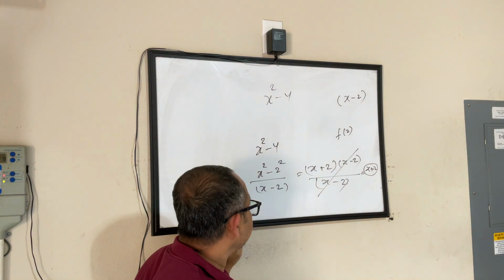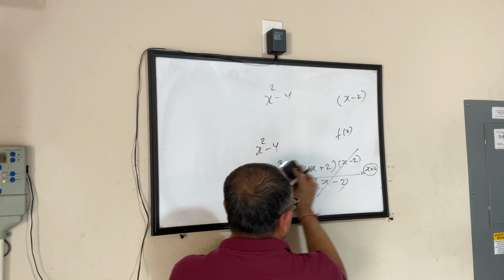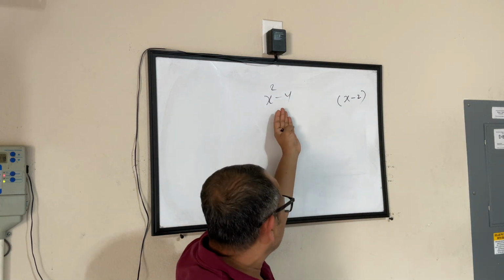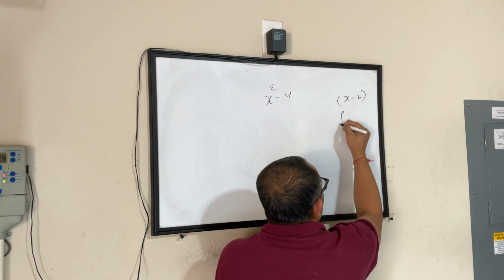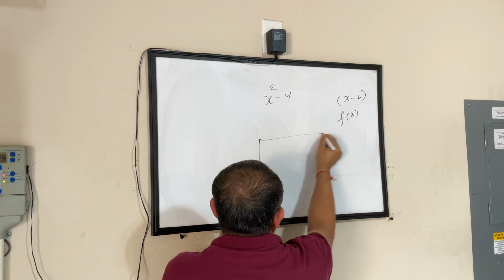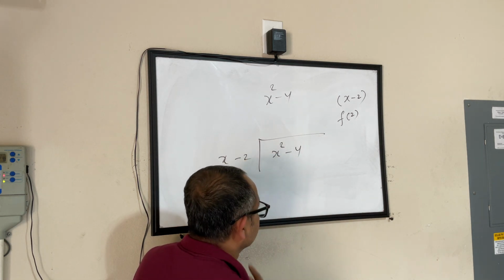This is my remainder. Why am I doing it that way? I should not do it. So this says that if I have a polynomial and I'm dividing it by this, my remainder would be equal to f of 2. Let's figure it out the same way. Let me not change the approach. x squared minus 4, I'm trying to divide that by x minus 2.